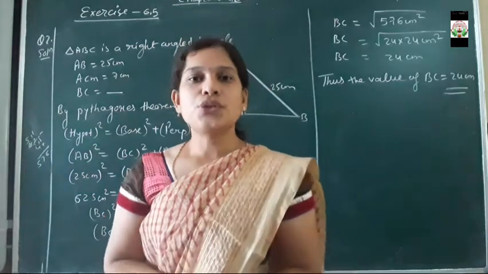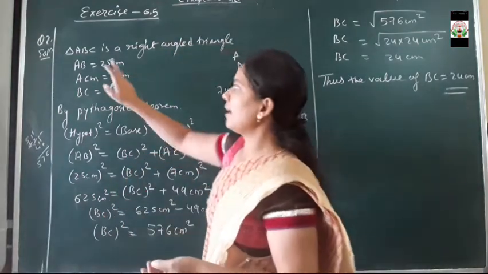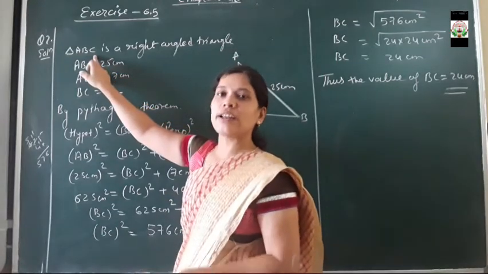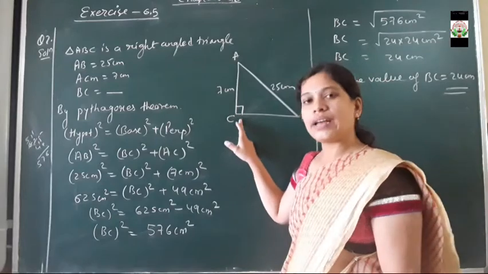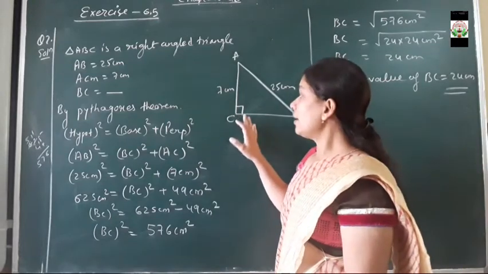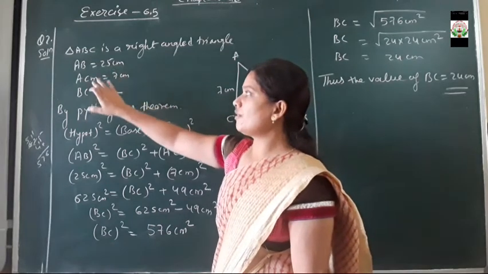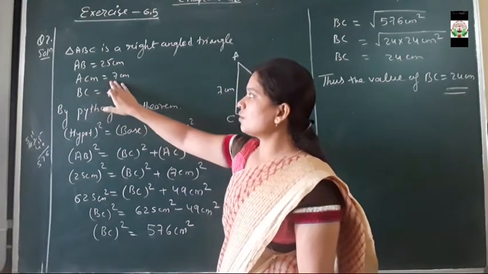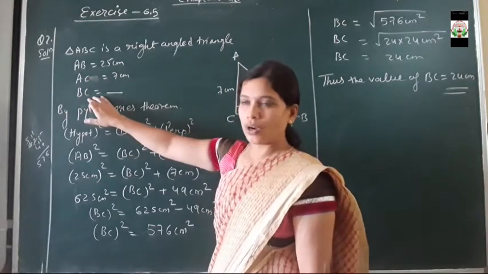Now moving towards question number 2 of exercise 6.4. It says that a triangle ABC is given. It is a right angle triangle at C. The value of AB is equal to 25 centimeter, the value of AC is equal to 7 centimeter, and the value of BC you have to find.